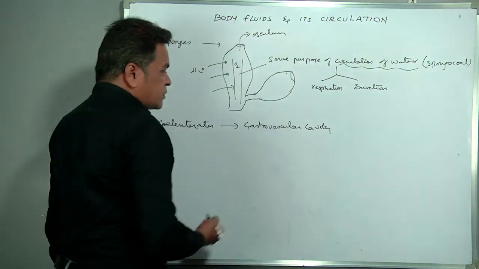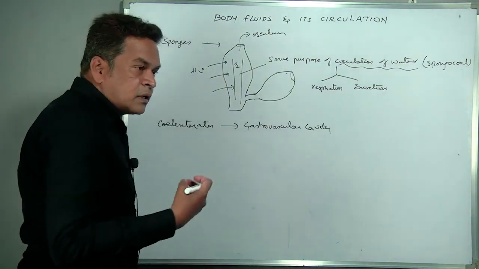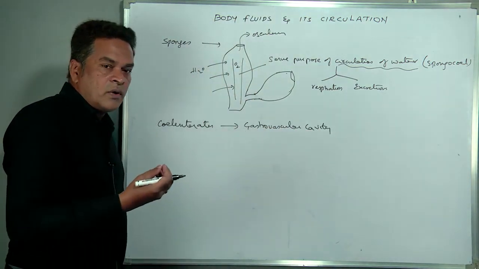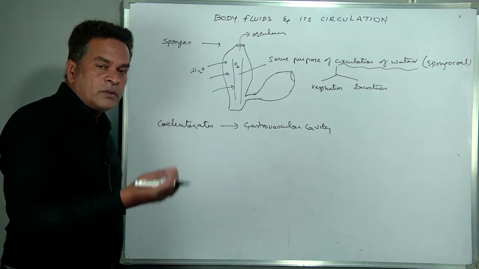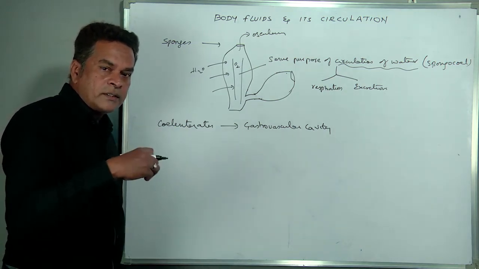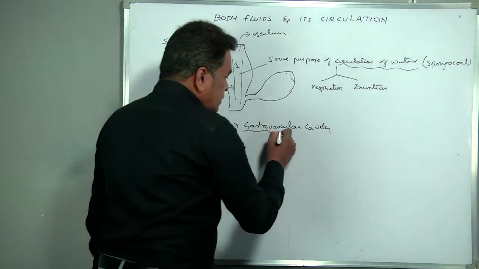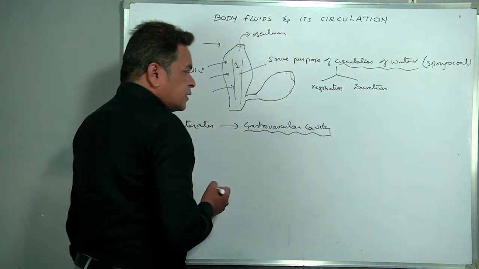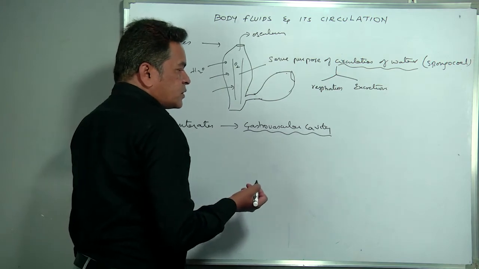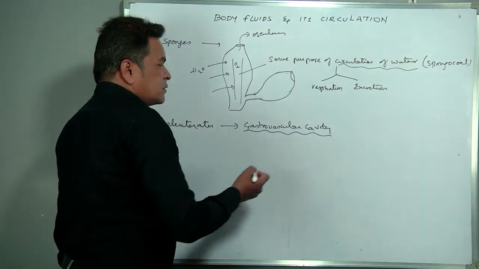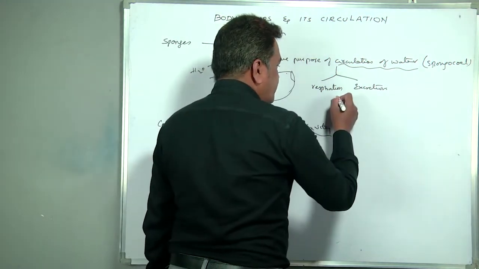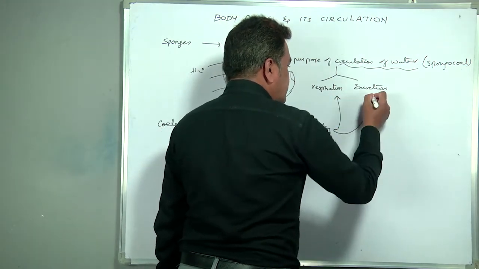Here in the gastrovascular cavity, same method. A gastrovascular cavity means it has only one opening. Through that opening, water enters and water exits. That means this water circulates in the gastrovascular cavity. Again, it serves the purpose of respiration as well as excretion. Here also it serves the purpose of respiration as well as excretion.